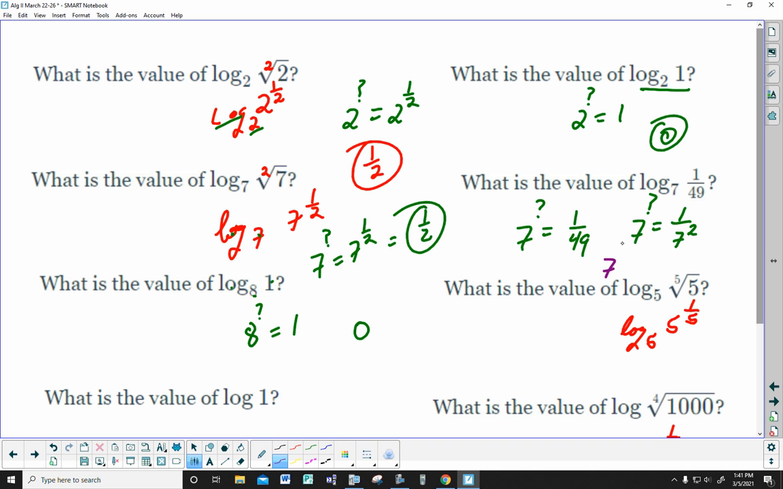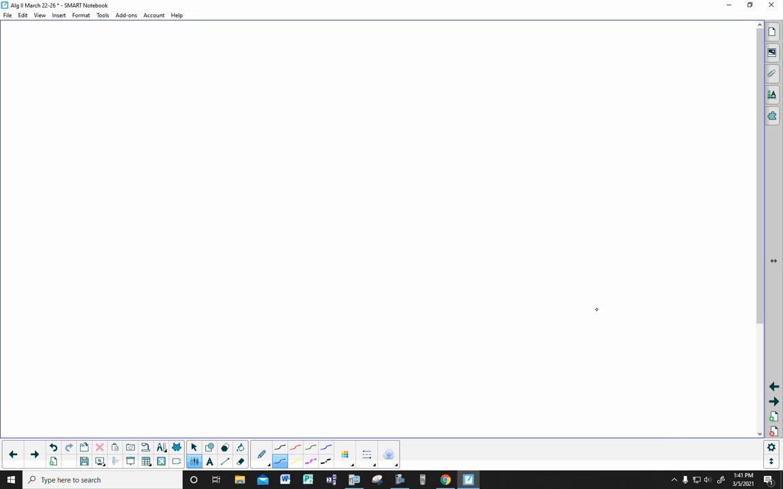This would be 7 to the what power is 7 to the negative 2. Remember, taking it upstairs would give it a negative exponent. So the answer to this is negative 2. If you're not sure about what I just said, how about 5 to the negative 3 is 1 over 5 cubed. 6 to the negative 4 is 1 over 6 to the 4th.